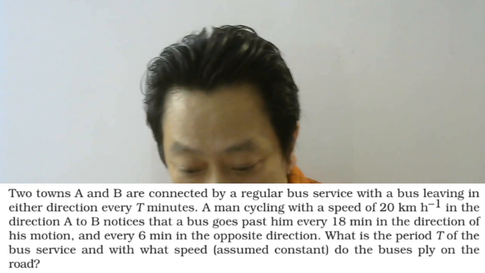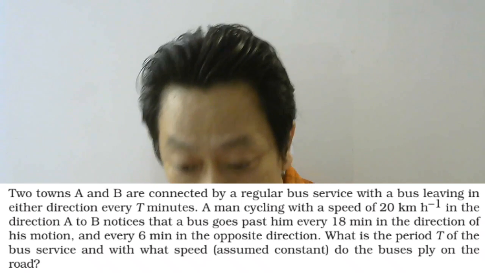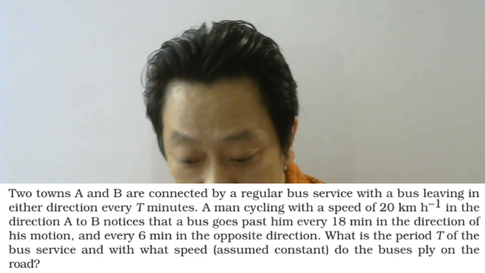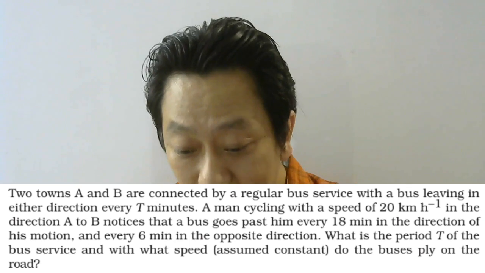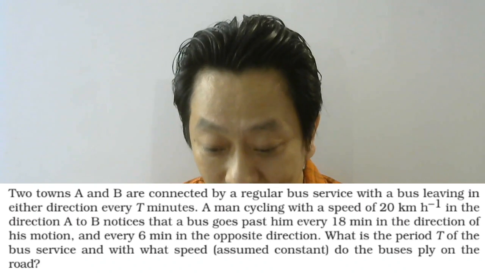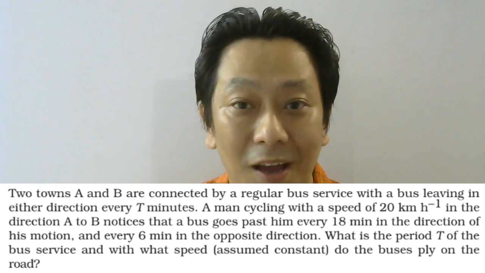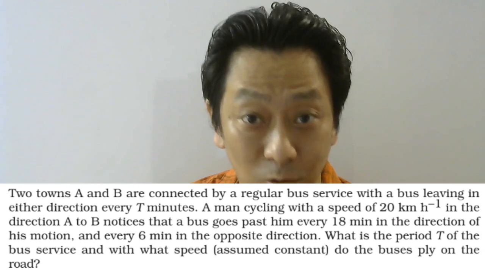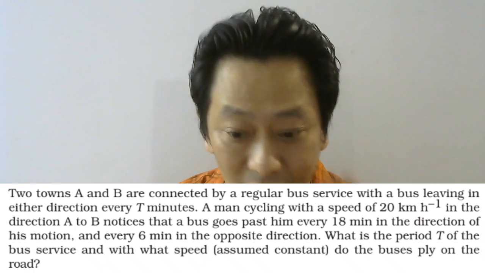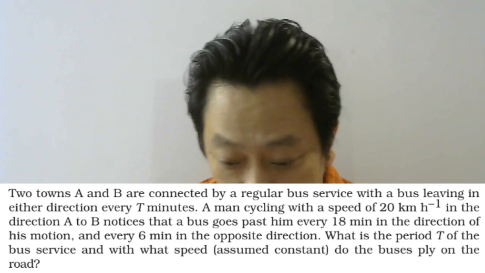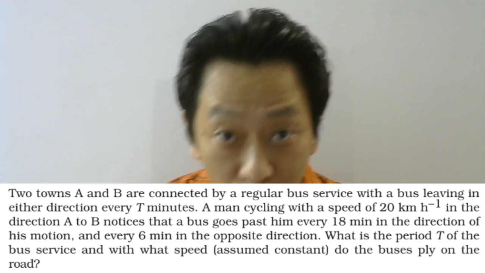Okay, now a man cycling with a speed of 20 km per hour in the direction A to B notices that a bus goes past him every 18 minutes in the direction of his motion and every 6 minutes in the opposite direction. What is the period capital T of the bus service? So we need to find capital T. What is the period of the bus service? And with what speed, assumed constant, do buses ply on the road?